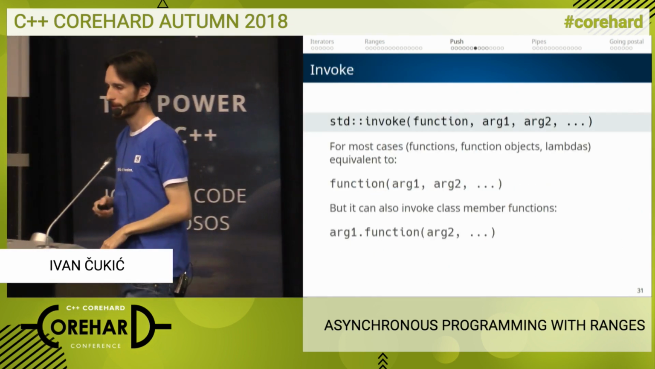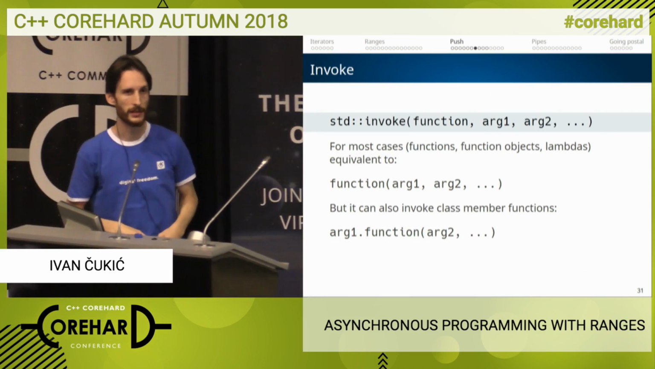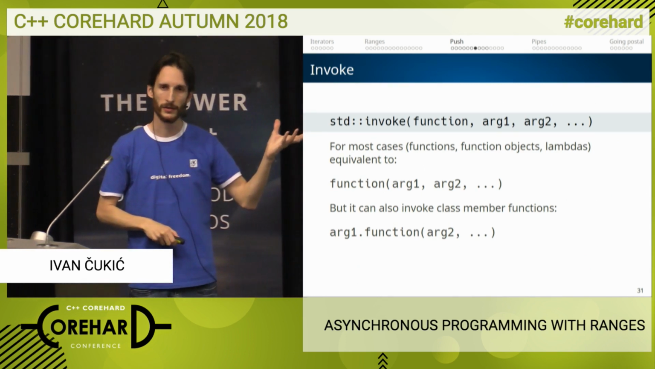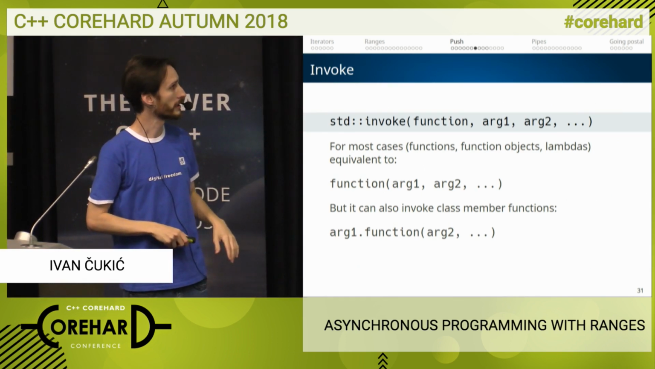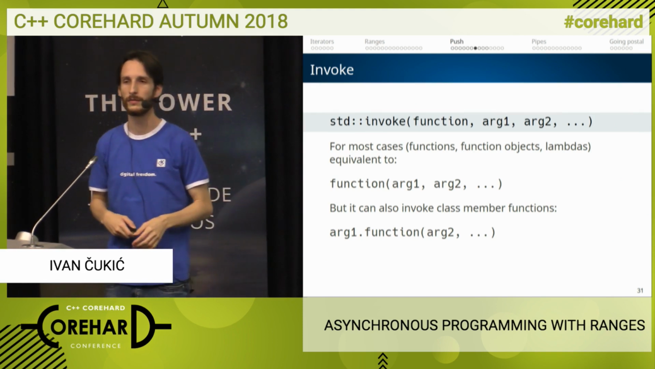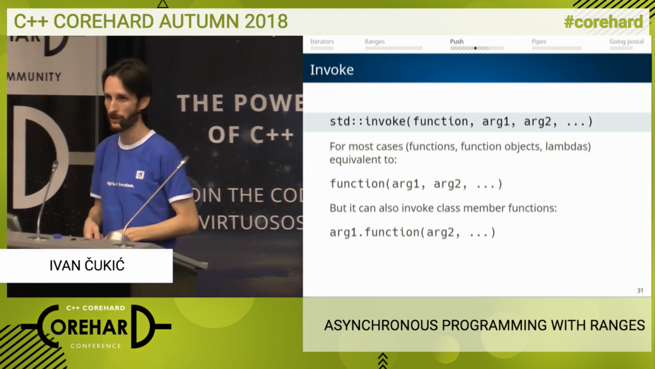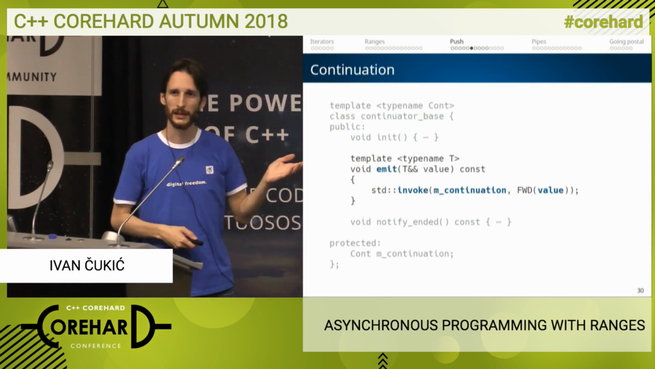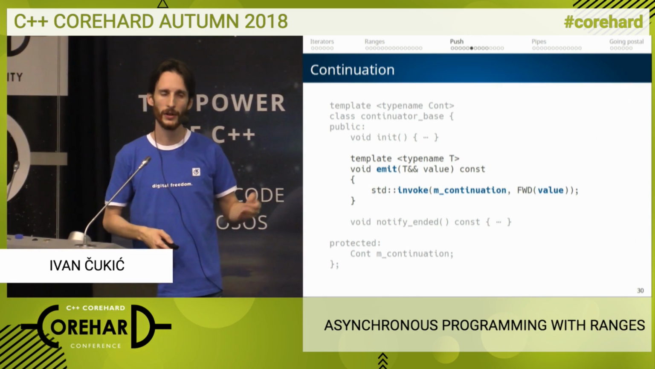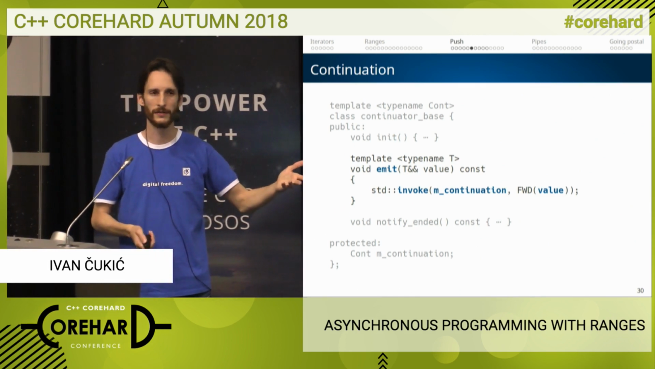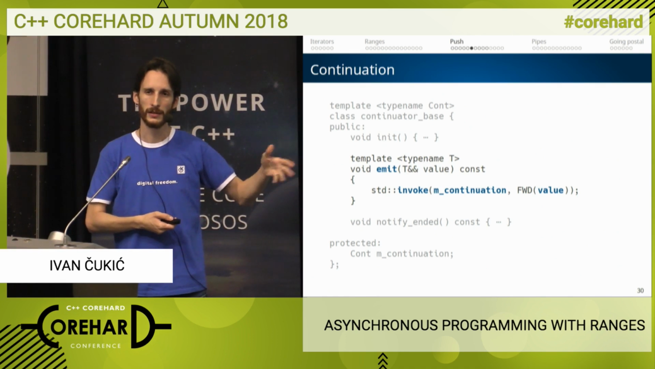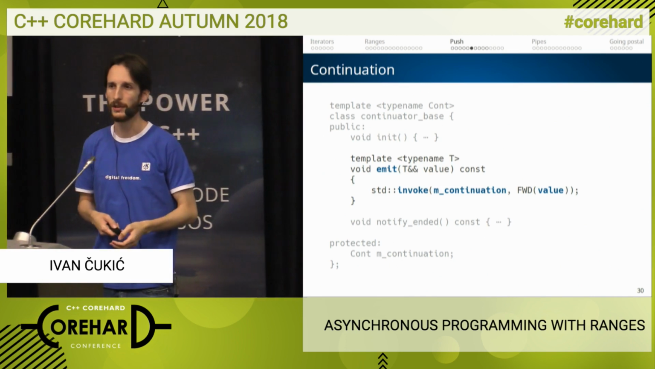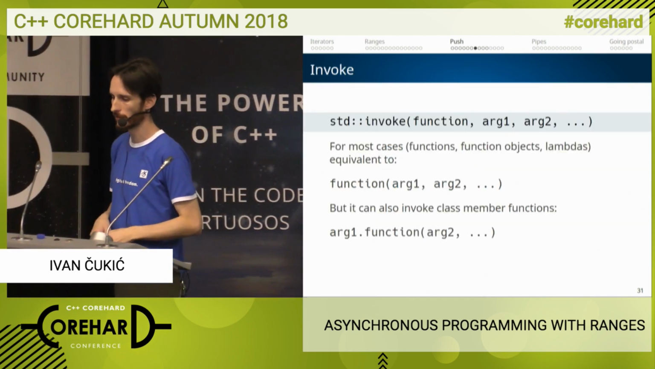So for that reason, std invoke was added to the standard library. It can call normal functions, so function objects, and it can call pointers to member variables and member functions. Std invoke has a little bit strange syntax, but it's useful in generic context. If you don't know what your continuation or what your predicate function type will be when you're writing an algorithm, and you want to be as generic as possible, then use std invoke. Otherwise, obviously, use the normal call syntax.